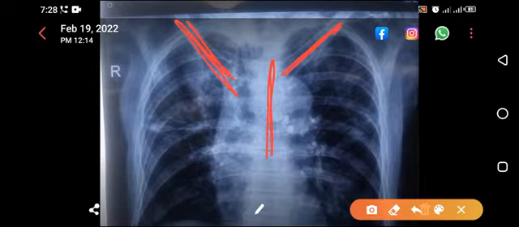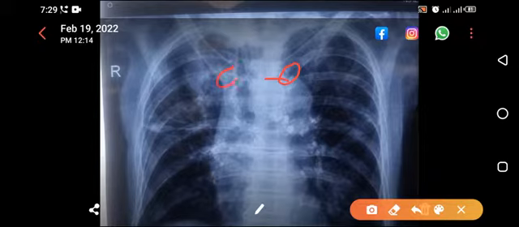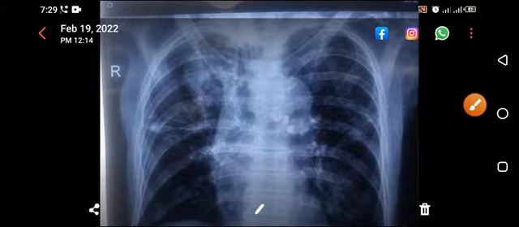Now applying the criteria of rotation, the distance from the medial end of the clavicle to the spinous process at the level of the clavicle on the left side should be equal to the right side. Now over here you can see that the distance from the left medial end of the clavicle to the spinous process, and from the medial end of the right clavicle to the spinous process on the right side, this distance is more as compared to this. So the film is grossly rotated.